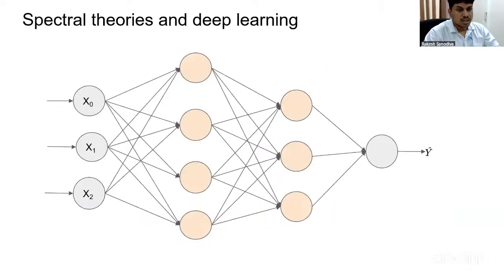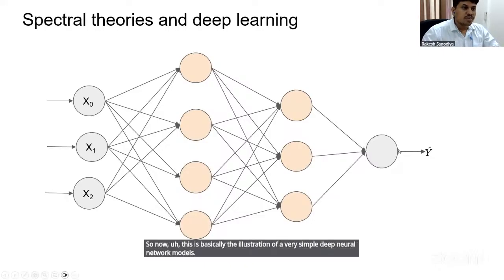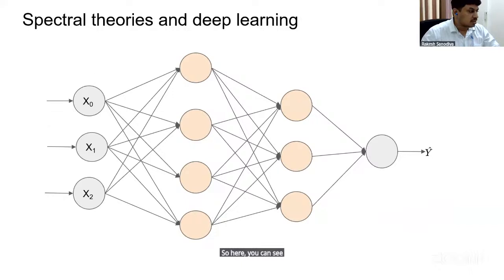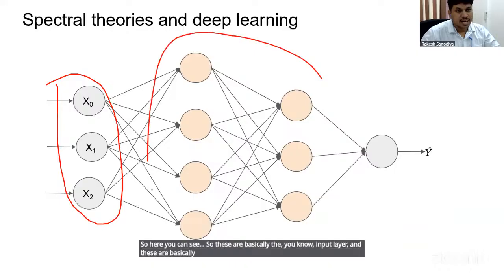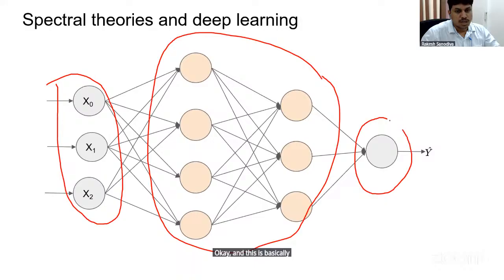So now this is basically the illustration of a very simple deep neural network model. Here you can see these are the input layer, and these are the hidden layers. And this is your output layer.